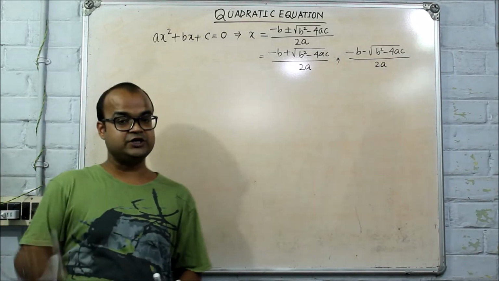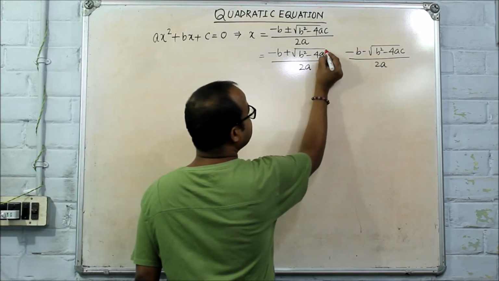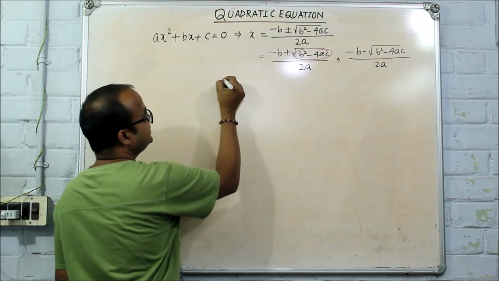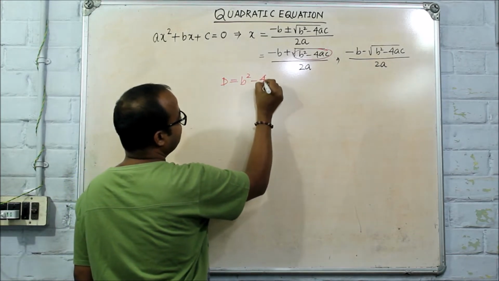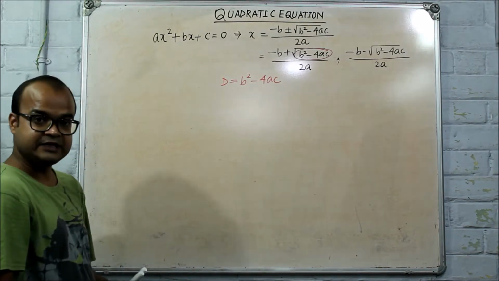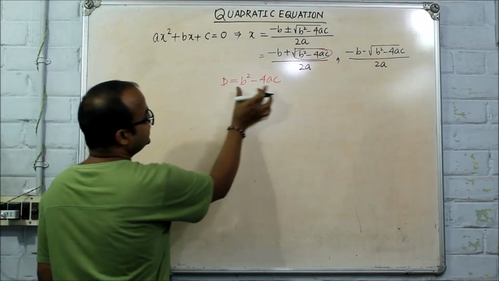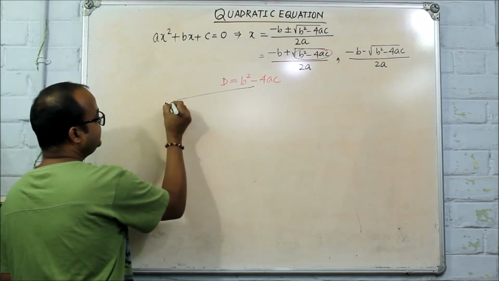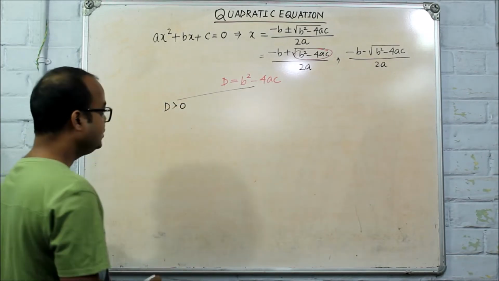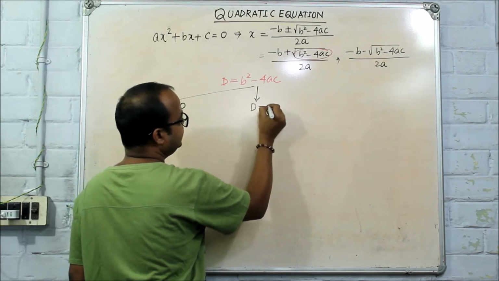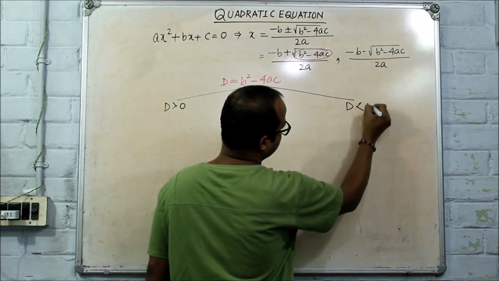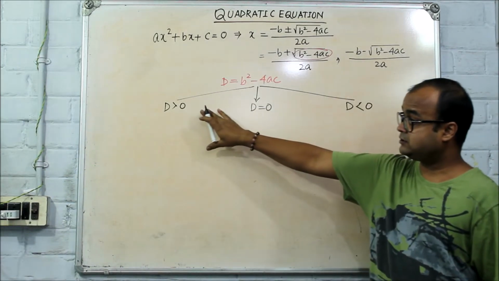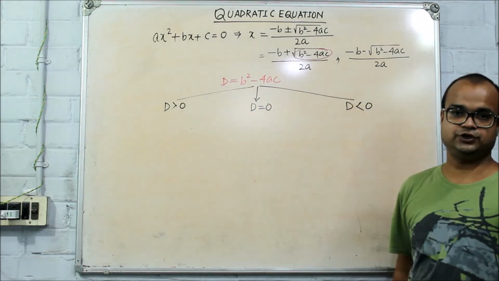Now the nature of the roots of the quadratic equation depends upon the factor b squared minus 4ac. This b squared minus 4ac we call the discriminant of the equation. So D is equal to b squared minus 4ac. Now what are the possible values of D? There are only three possibilities: D might be greater than 0, or D may take the value 0, or D might be less than 0.